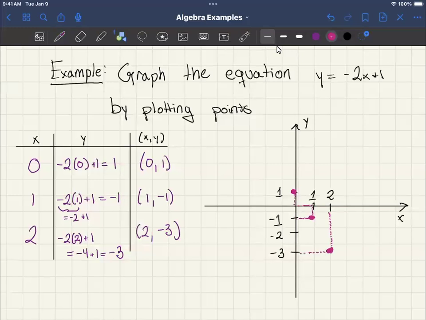Now we can connect our dots to create our nice line. And sometimes we're really good at this, and sometimes our line gets a little bit funky, and either way, it's going to be just fine. And we are going to label our line y is equal to -2x plus 1.